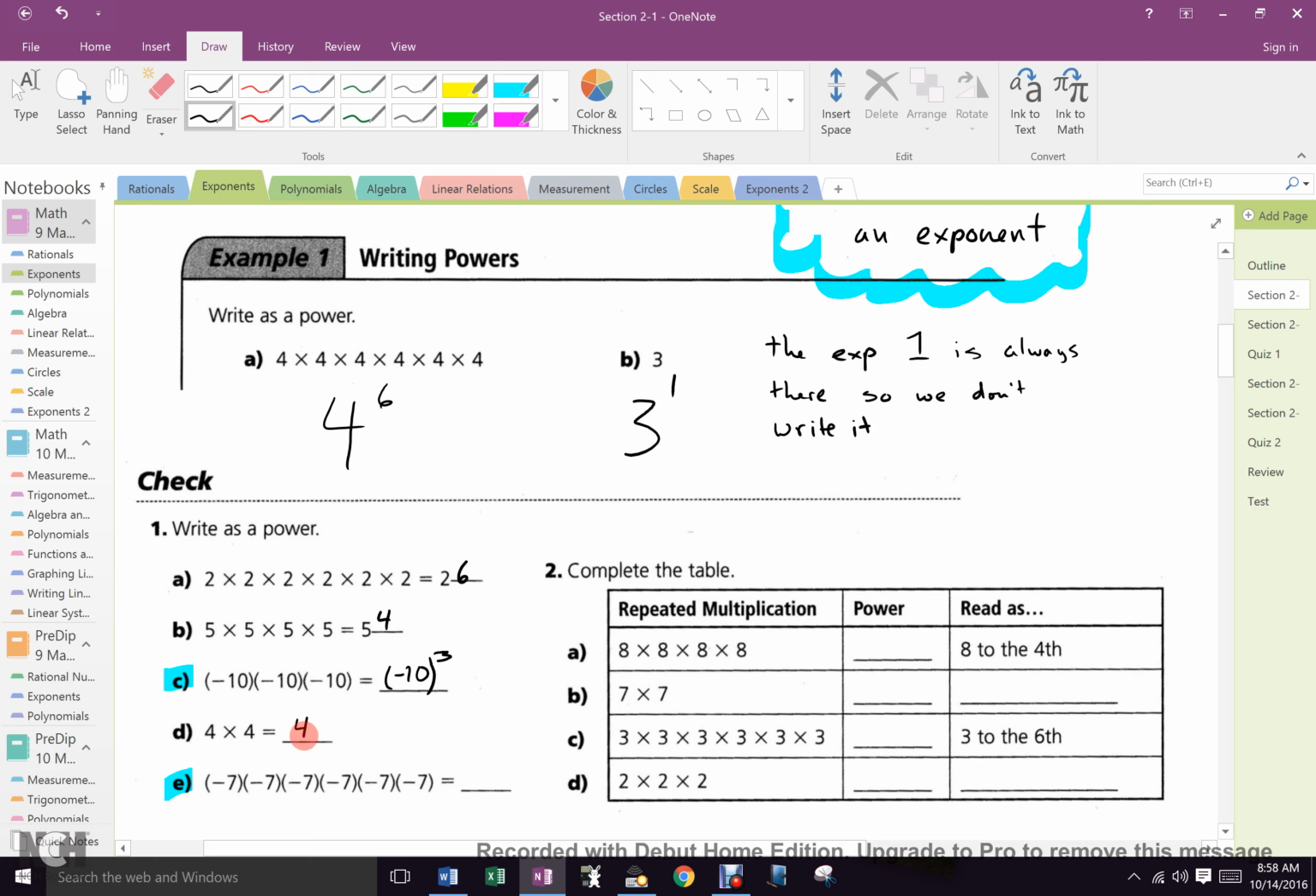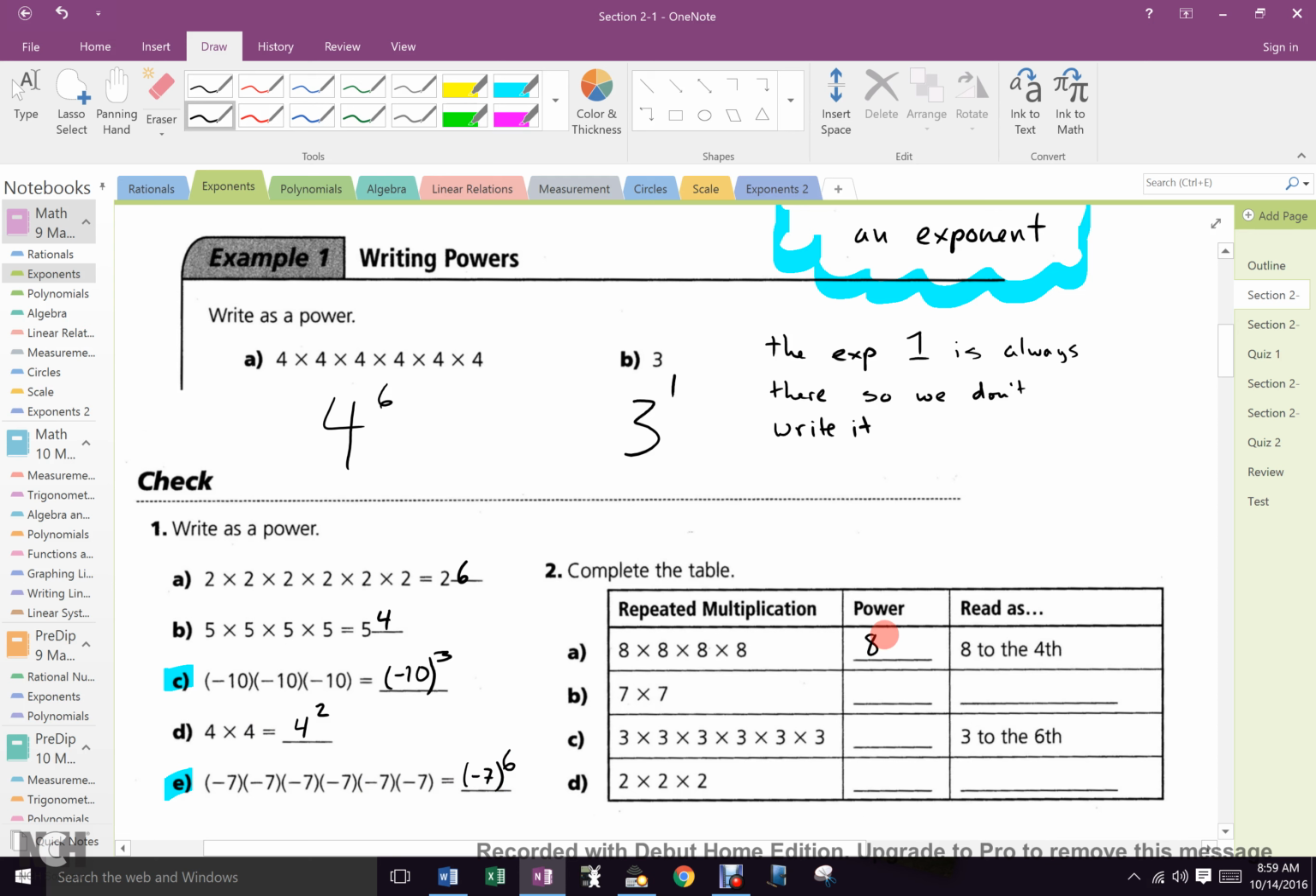4 times 4. 4 with what number up here? 2, because there's 2 4s. And then this one, you know how to do this one now. What is it? Negative 7 in brackets to the 6. Everybody good? All right, now what's this?